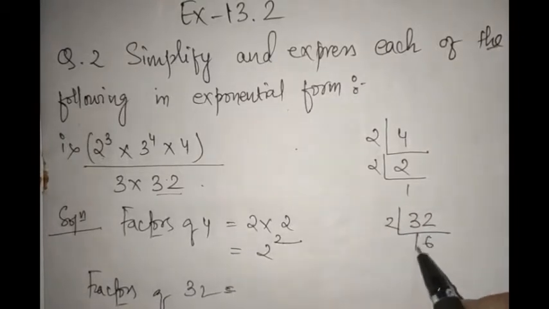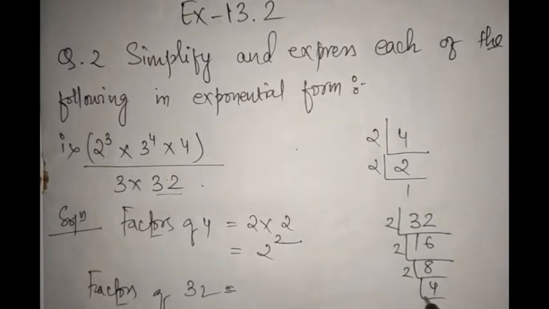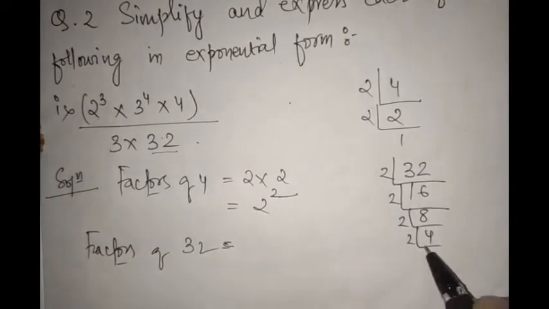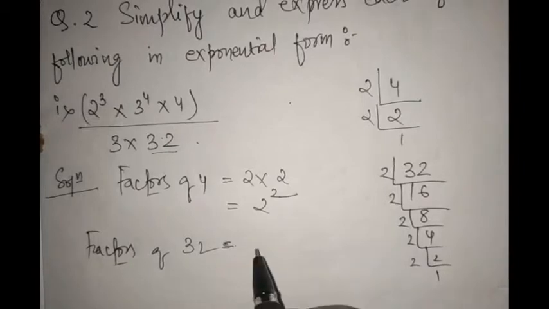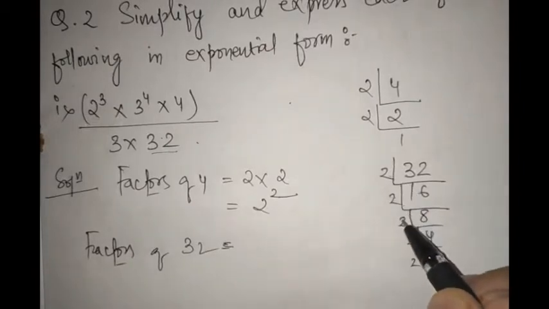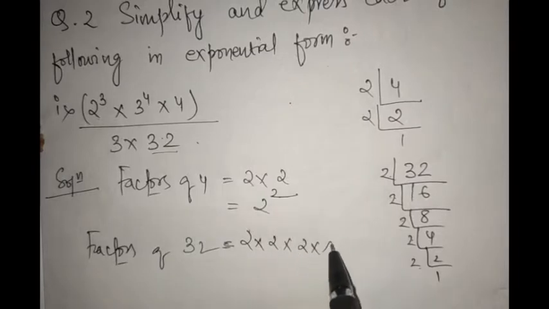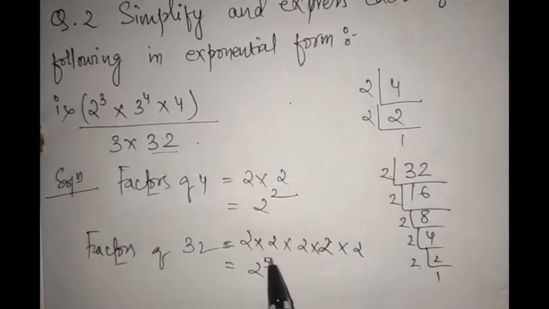32: 2 16s are 32, 2 8s are 16, 2 4s are 8, 2 2s are 4, 2 1s are 2. So how many 2s are there? 1, 2, 3, 4, 5. So how many 2s is there? 1, 2, 3, 4, 5, right?